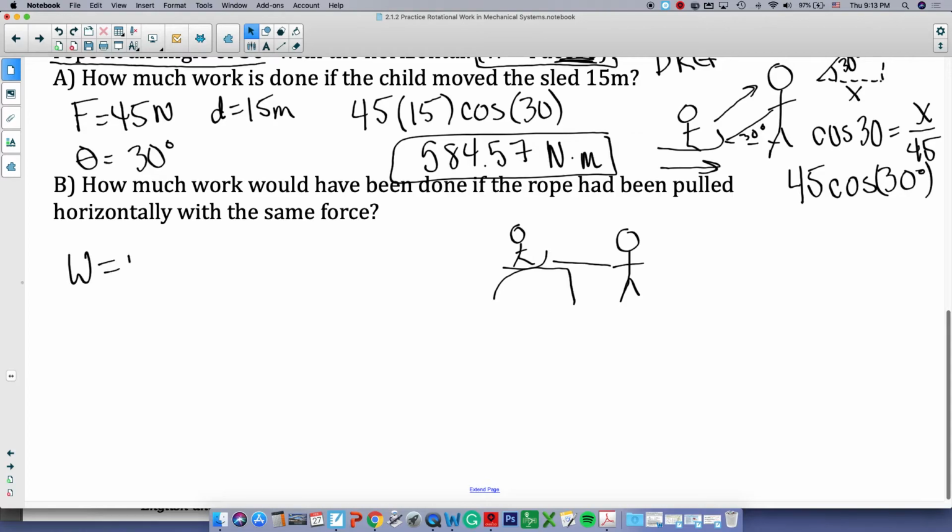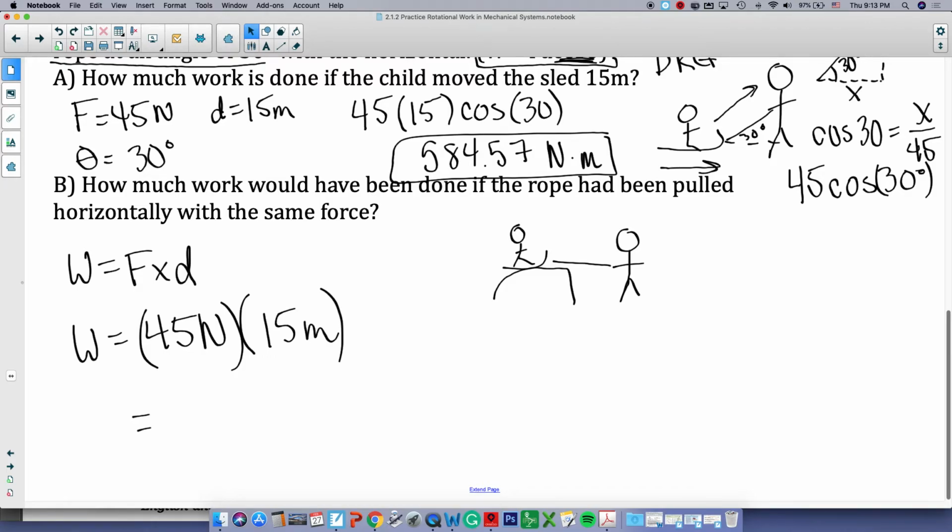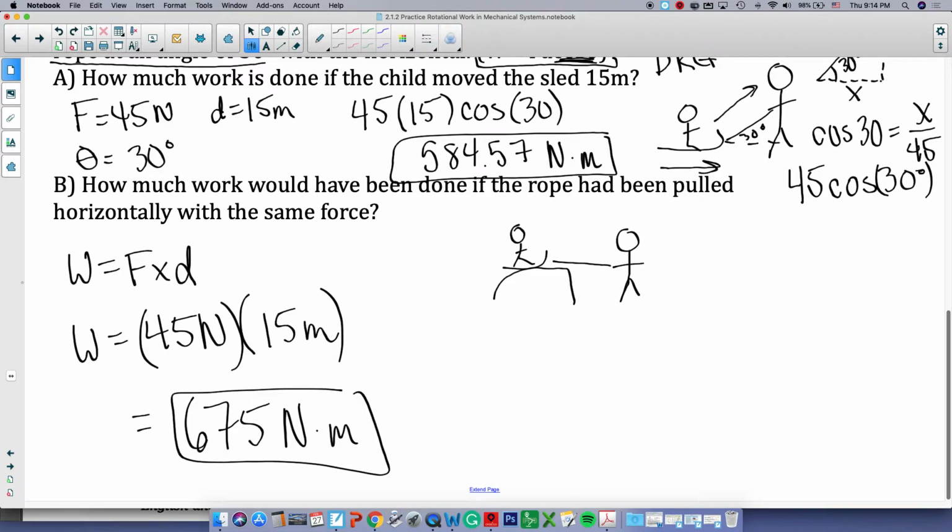So work is just force times distance. Our force is 45 newtons, and the distance, again, is 15 meters. So you just multiply those two out, and you get 675, and that's Newton meters or joules. So you can see here that you actually do less work when you're pulling something at an angle, which is kind of nice. So that's why we have things that work on angles.